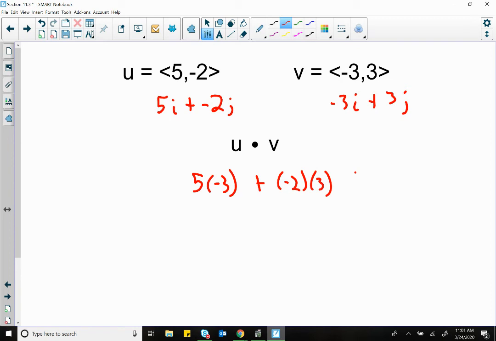So what's 5 times negative 3? Negative 15. Plus what's negative 2 times 3? Negative 6. What is negative 15 plus negative 6? Negative 21. And there's the dot product. Okay?